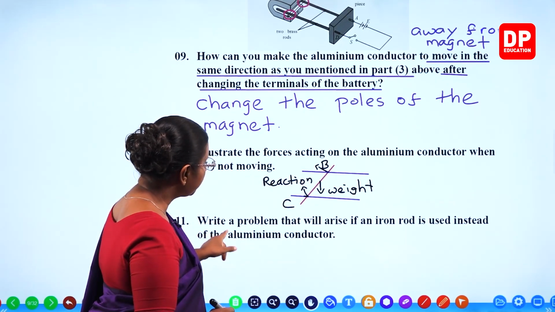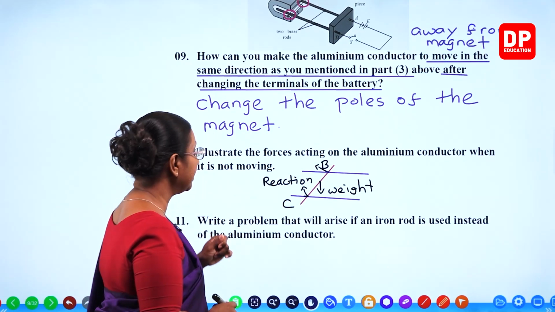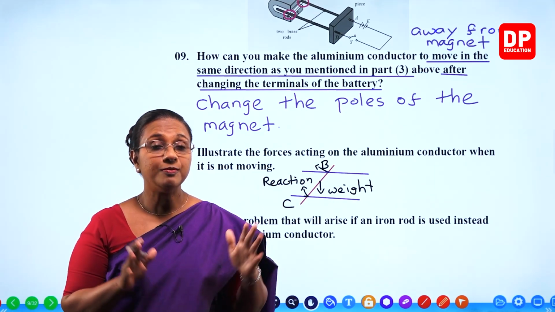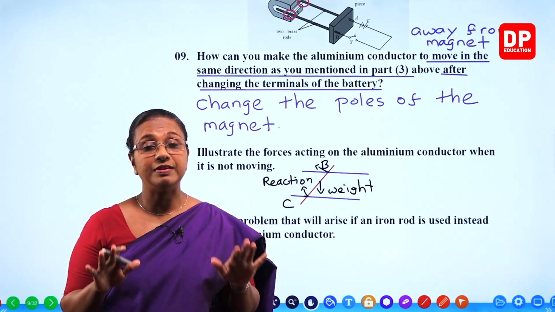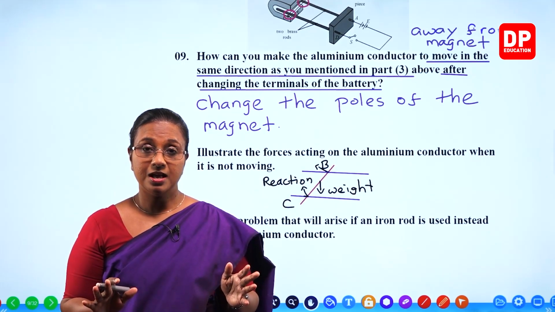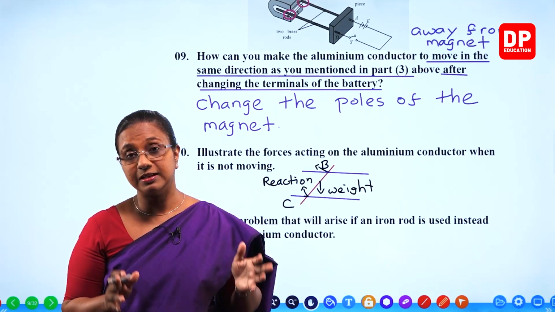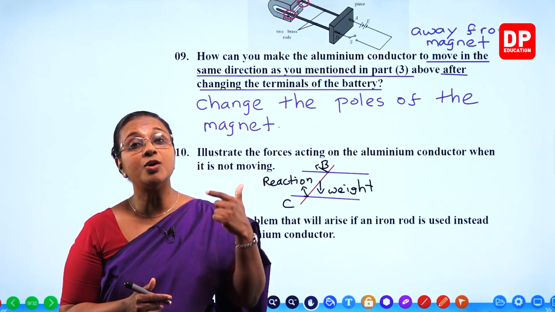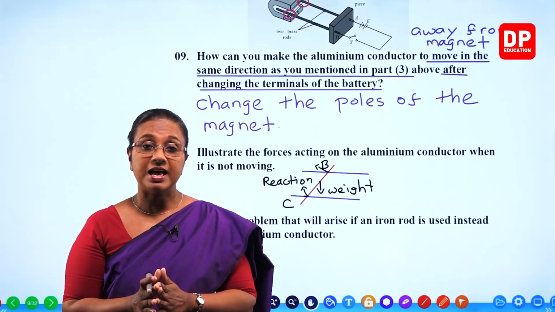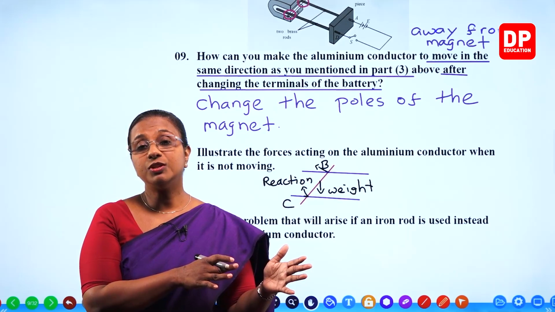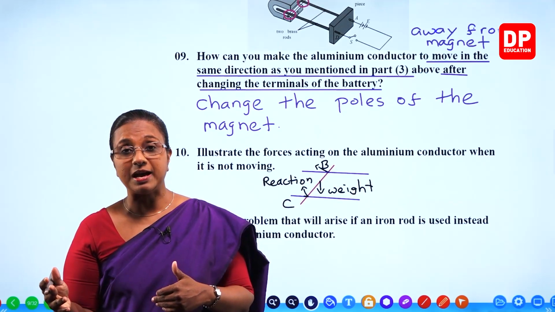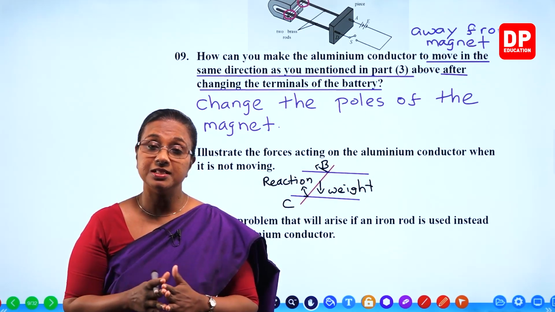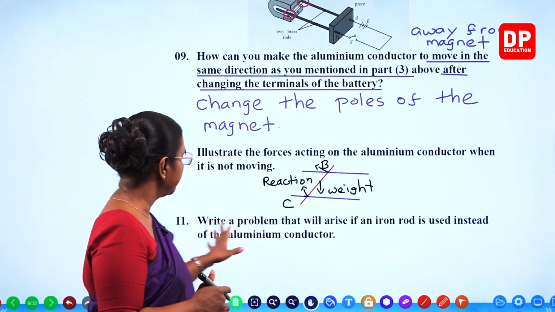Then the 11th part. Write a problem that will arise if an iron rod is used instead of the aluminium conductor. Now we all know aluminium is not a magnetic material. So because of that, when current flows through the aluminium rod, there is no magnetic field generated. But iron is a magnetic material. So when current flows through iron, there will be a magnetic field generated around that also, the magnetic effect of current. Because of that, the iron rod can either get attracted to the U magnet, or be repelled by the magnet, or get attracted towards one of the poles. So the observation can be disturbed. There will be a disturbance in the movement of the BC rod. So that would be the problem.